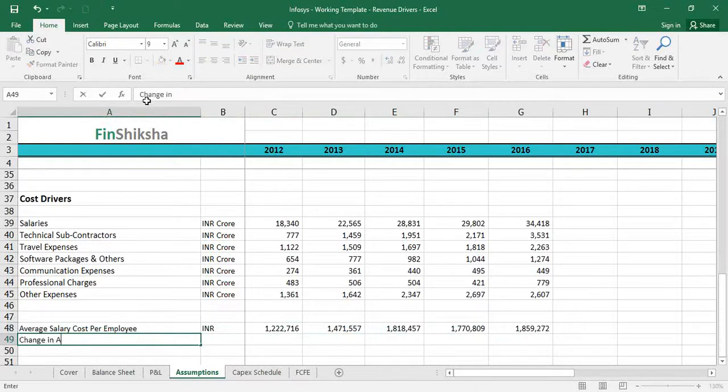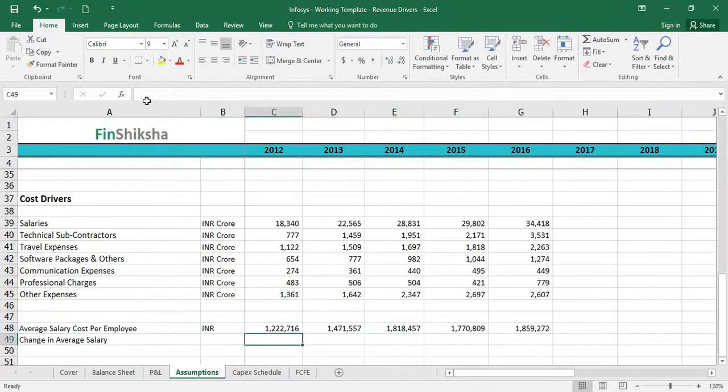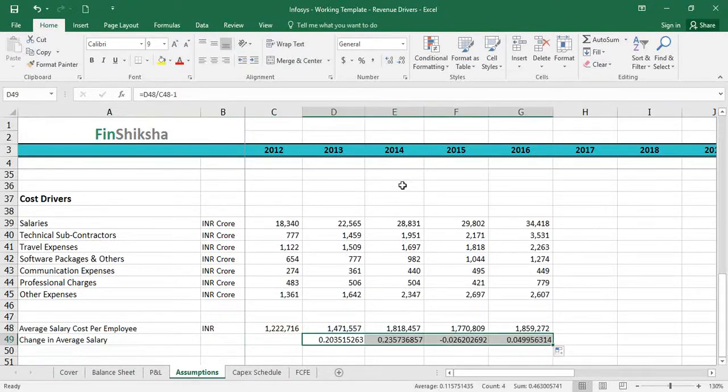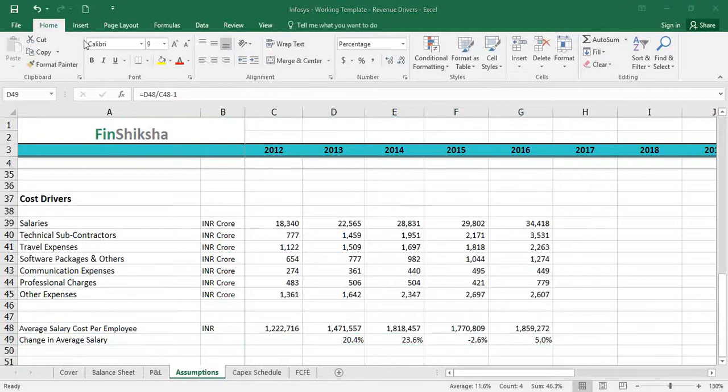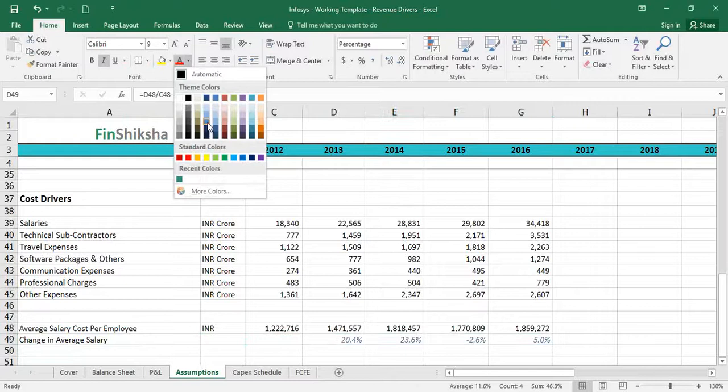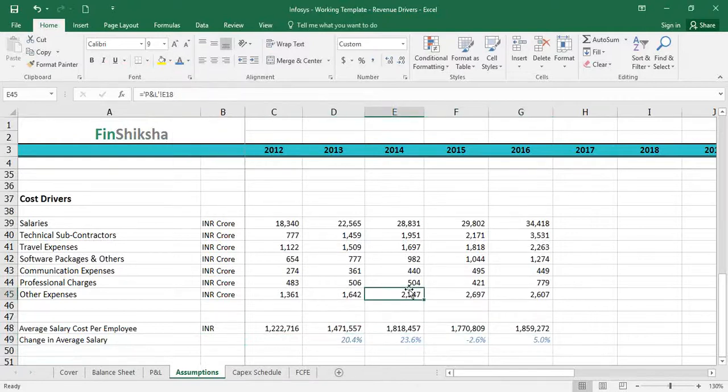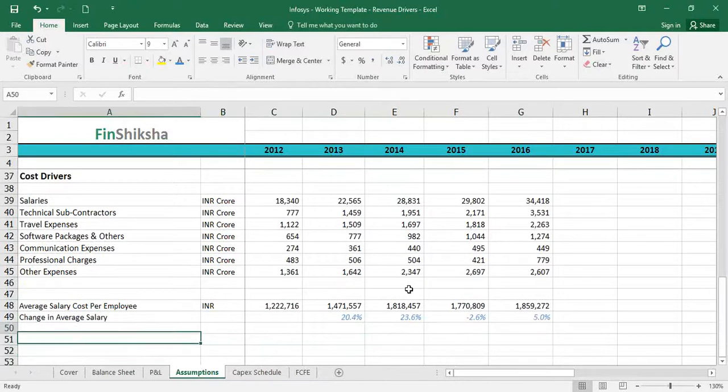We can also look at change in average salary. Now, how do I calculate change? I take the current value, divide by the previous value minus 1. That tells us a few interesting things. Salaries suddenly jumped up in two of the years, and then started declining in one of the years, and then has been steady in the recent year, right? So that's the movement in the salary cost over the past few years that we have seen. And just because it's a percentage, I'll probably color it differently. That's the header in terms of salary cost per employee.